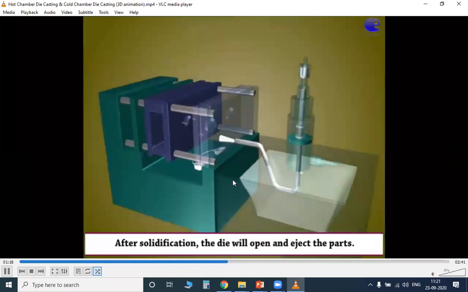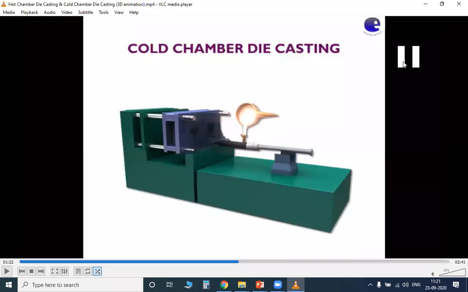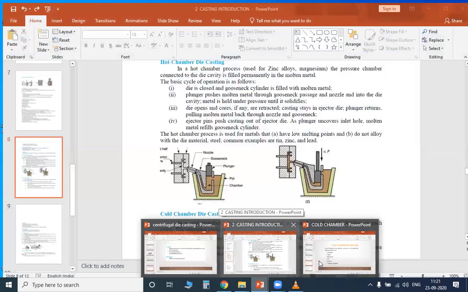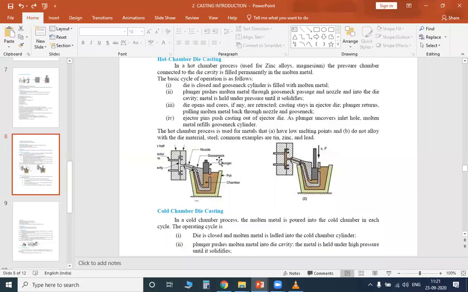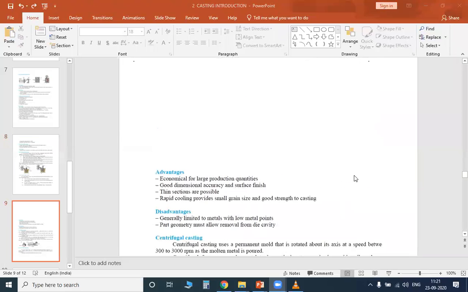After it solidifies, the die opens and the casting is removed. Yes, friends, this is what is meant by die casting, including hot chamber die casting as well as cold chamber die casting. Clear?